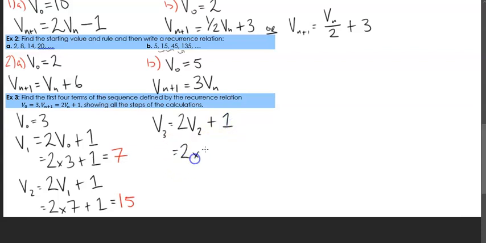So this is 2 times 15, as v2 is equal to 15, plus 1. 2 times 15 is equal to 30. 30 plus 1 is 31. So our number sequence, 3, 7, 15, 31.